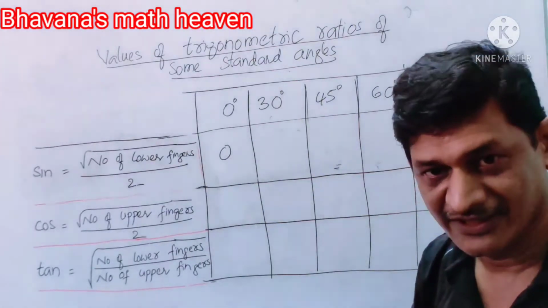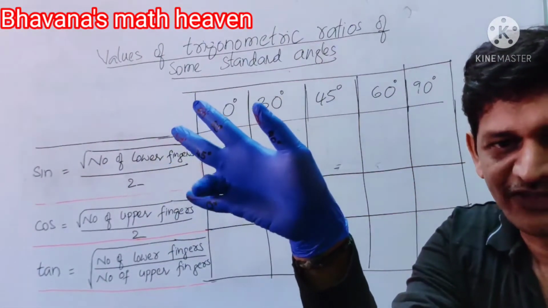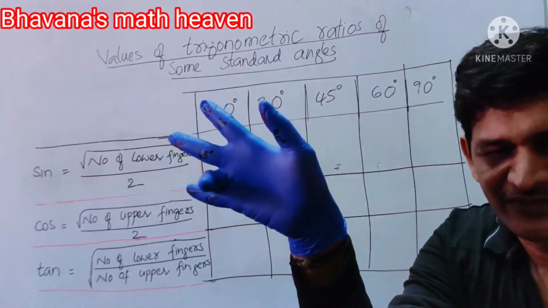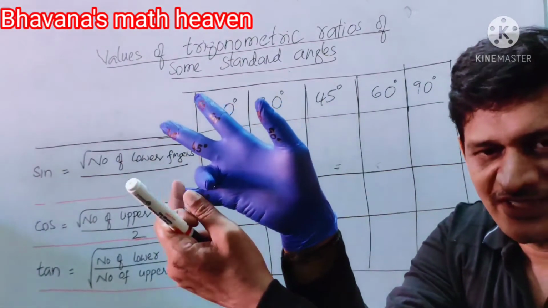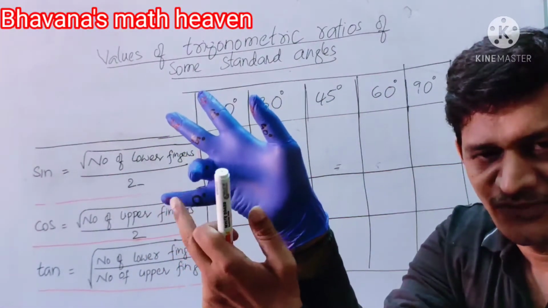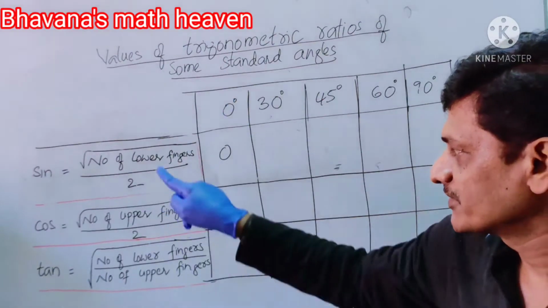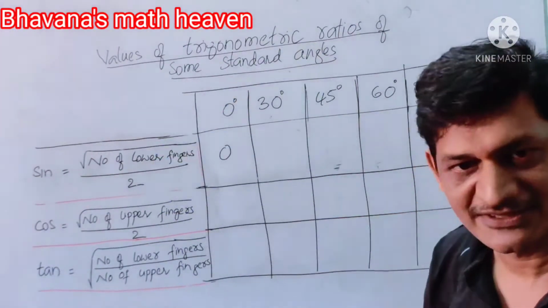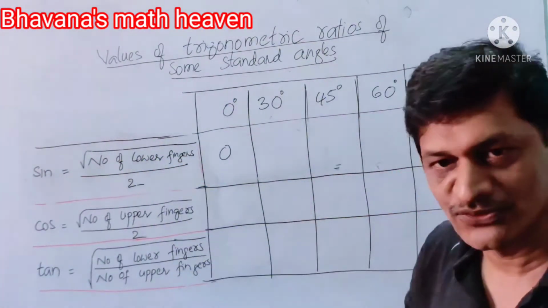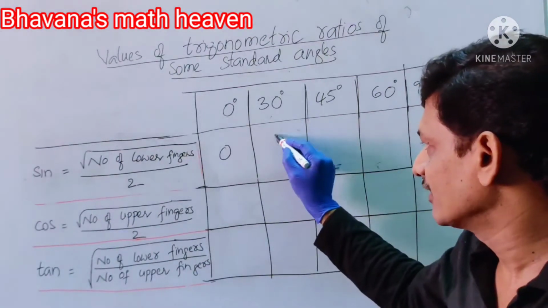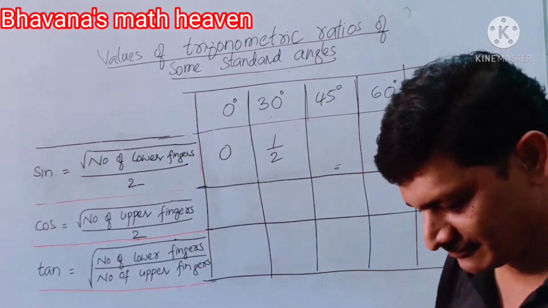And coming to 30 degrees, now fold your 30 degrees finger, that is the ring finger. Now how many are there at the bottom of this finger? Only one finger is there. So substitute 1 in this place, root 1 by 2, root 1 is 1, so 1 by 2.